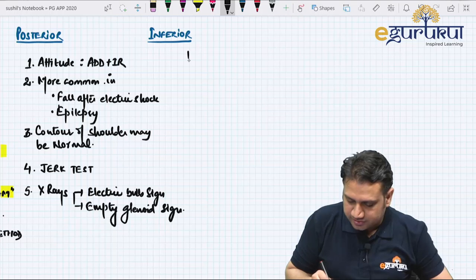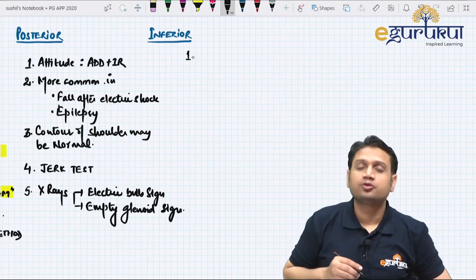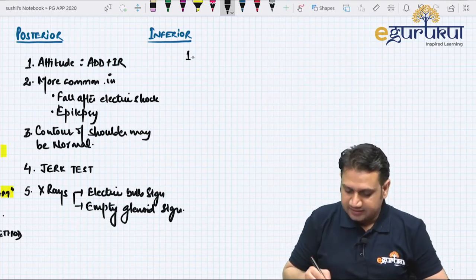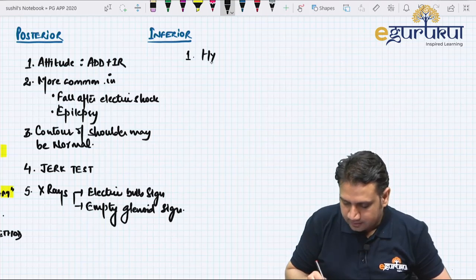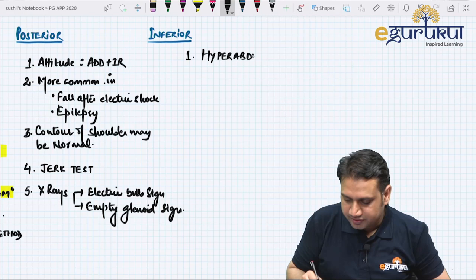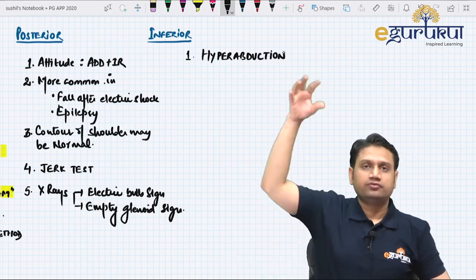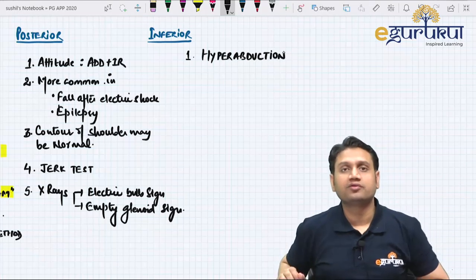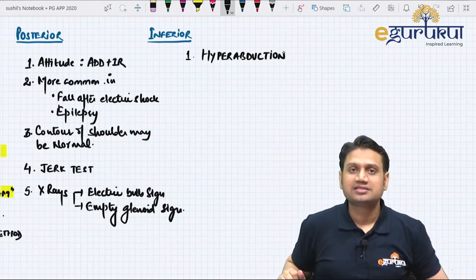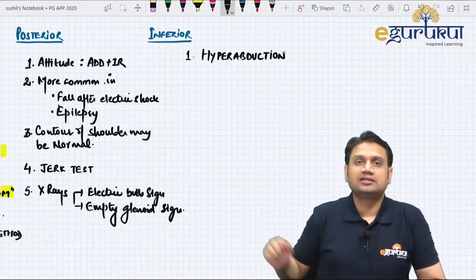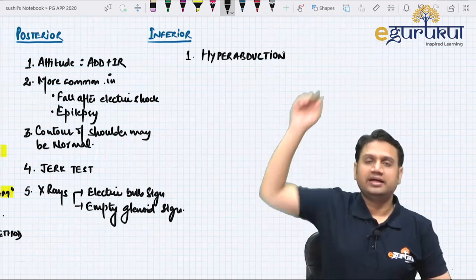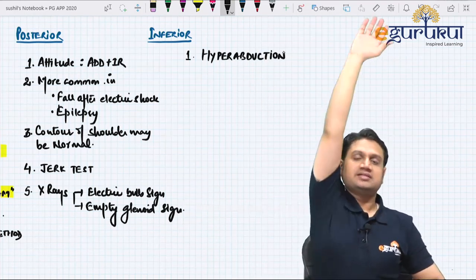Coming on to the inferior dislocation, point 1, the mechanism to produce inferior dislocation, it is hyperabduction. How? Somebody is falling from height, and he tries to hold on to one of the branches of a tree. So he was just falling and he just placed a hand like this.